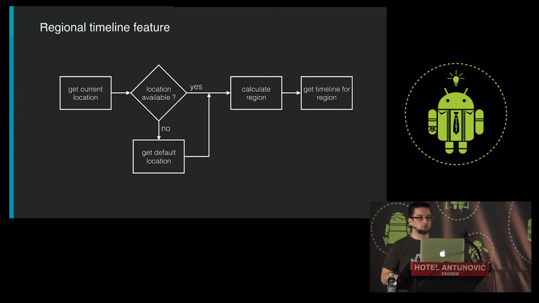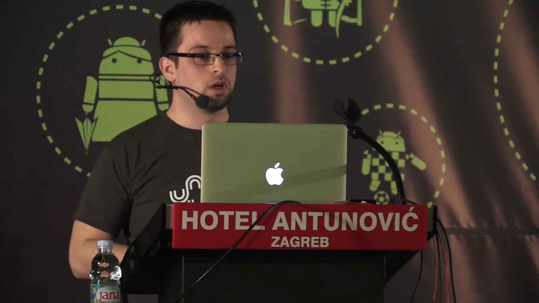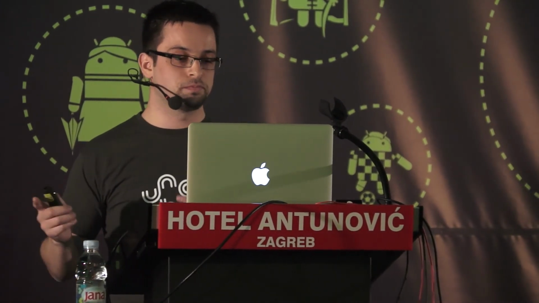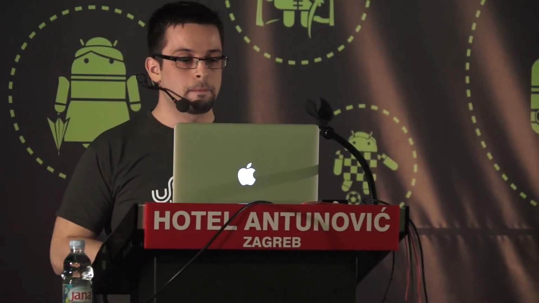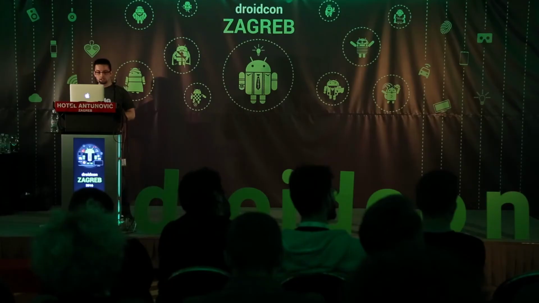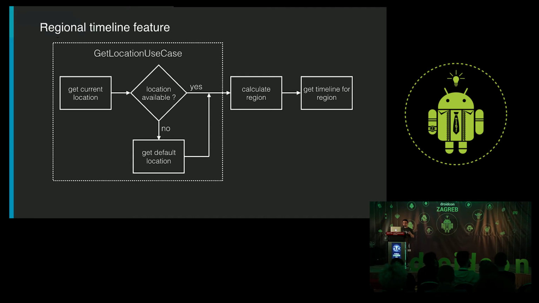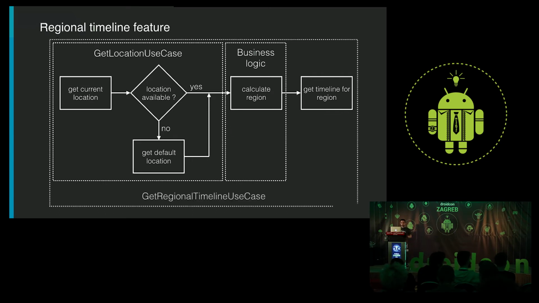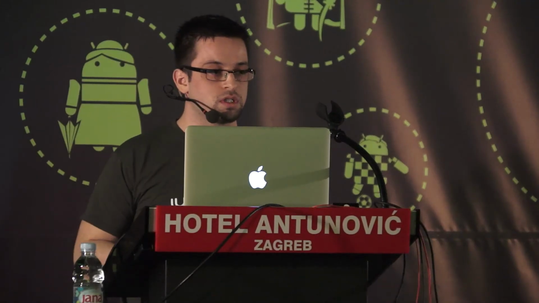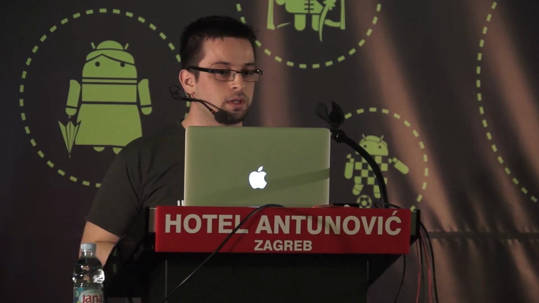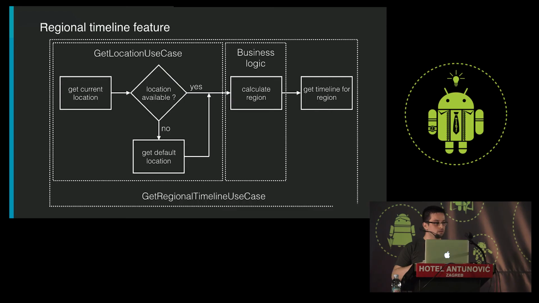The question here is how to write a use case for that, how to convert that business logic into a stream of data. First of all, you'll need to notice that we have a nested use case inside this big one, the use case for getting a location. Once you have a location, the second part is a business logic which knows how to map it to a region. And all of that together is the actual get regional timeline use case, the one that we want to write. So let's first write the nested one.